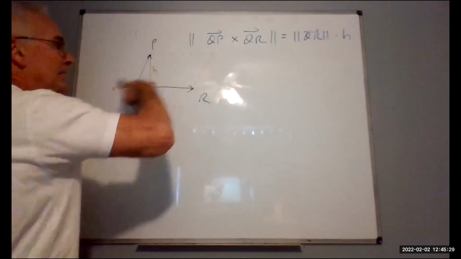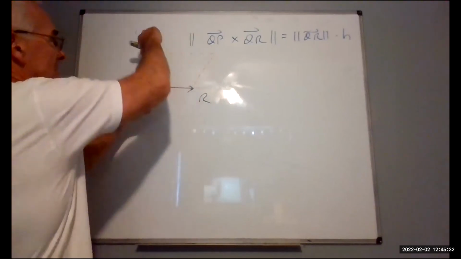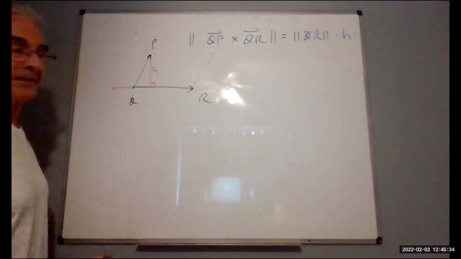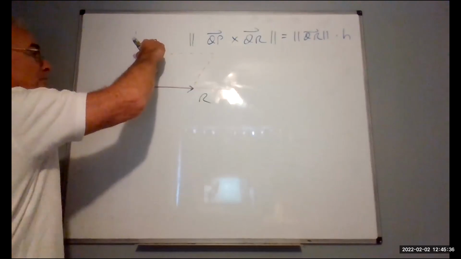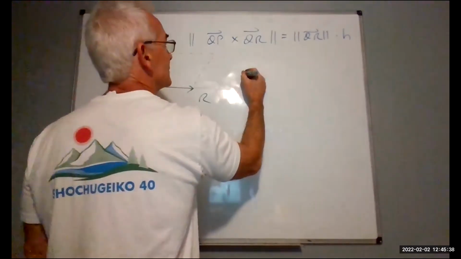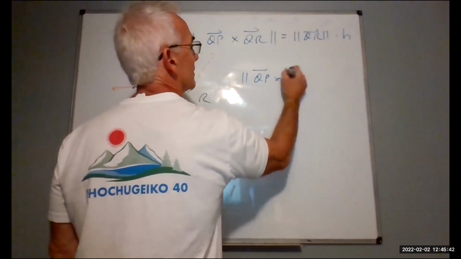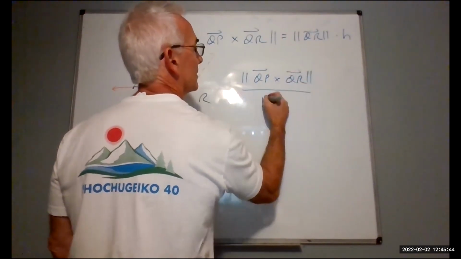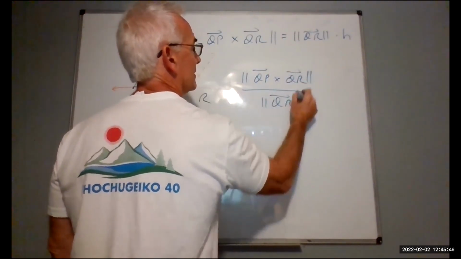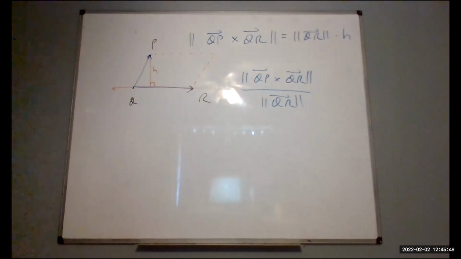The area of this parallelogram I know is the length of the base times the height. I'm trying to find the height. So the answer to the question, how far is P from this line, is simply the magnitude of the cross product divided by the length of the base, and to me, that's so much easier.